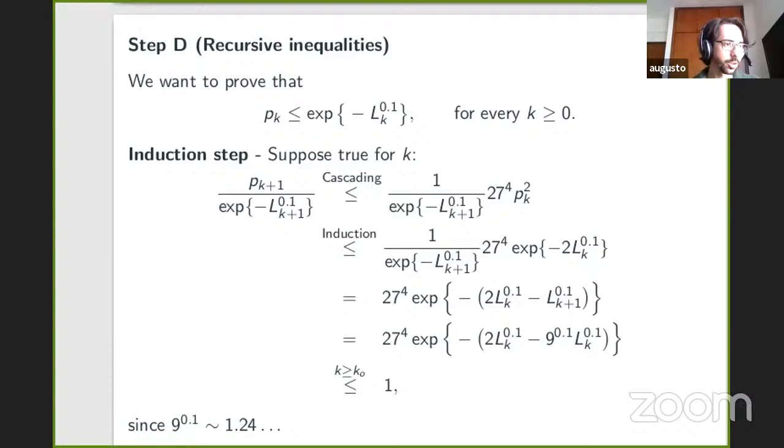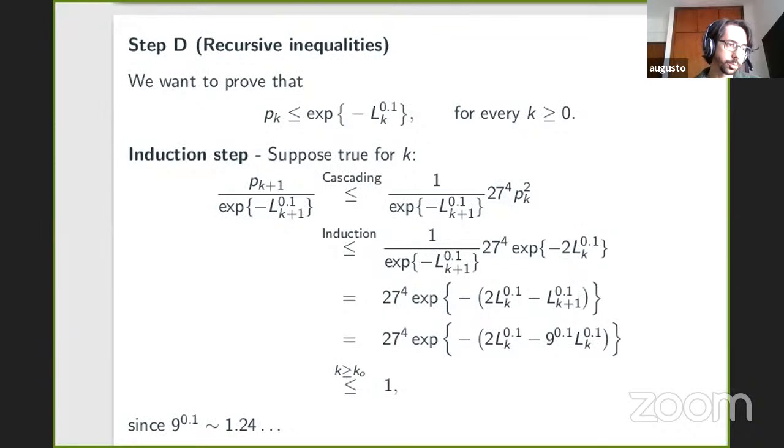First, we bound PK plus 1 using the cascading property we have. So it's bounded by a big constant times PK squared. Now we are going to use the induction hypothesis. We already proved that PK is smaller than exponential blah, blah, blah. We're just proving that this implies the result for k plus 1. So replace PK by exponential of minus something. Now you see there are two things competing. The denominator is terrible because it's an exponential of minus something big, so it goes to the numerator as a growing thing.